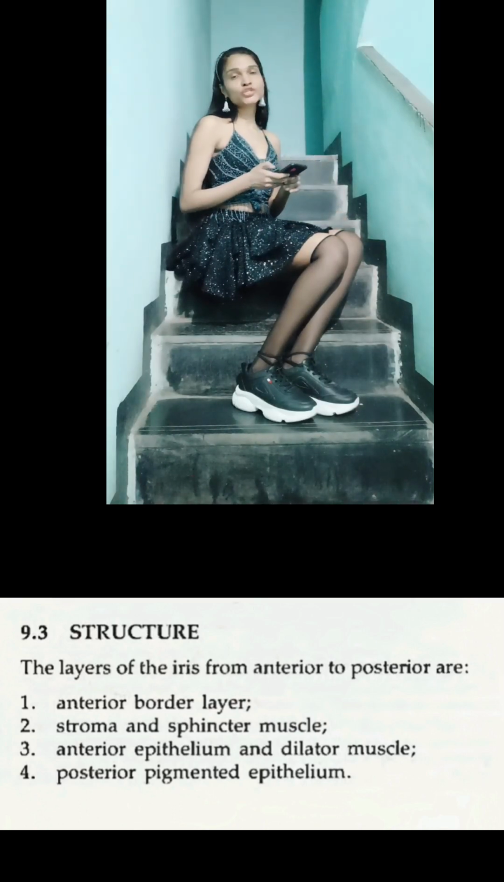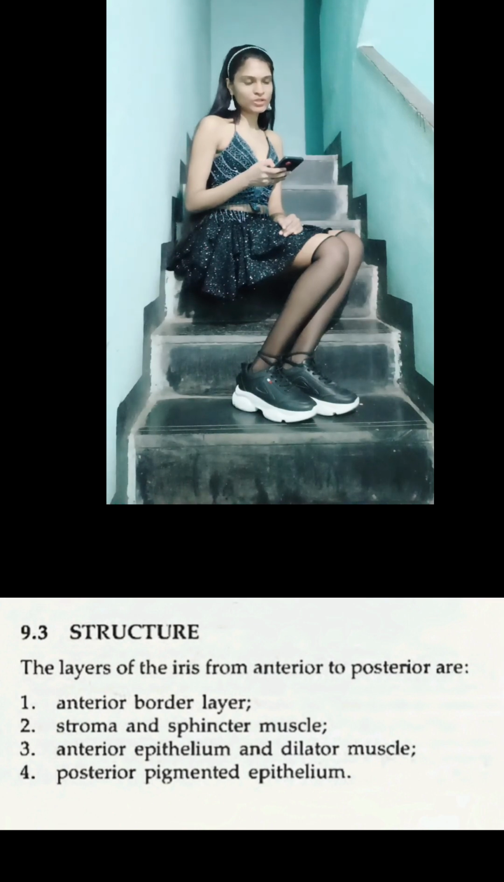Chapter 9, The Anatomy of the Iris, from Wolff's Anatomy, 8th edition, page number 313. In this video, I'll be talking about the layers of the iris from anterior to posterior, and I'll be talking about the anterior border layer and stroma of the iris.